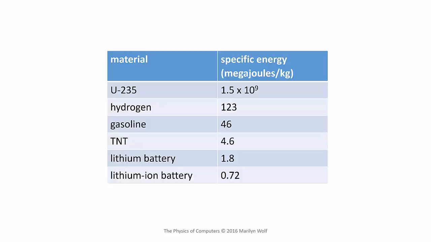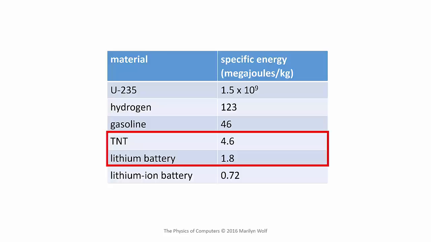Specific energy is one very important characteristic. Specific energy is the energy per unit weight. This table compares the specific energy of several different types of materials. And we can see that a lithium battery has about 40% of the energy density of TNT.